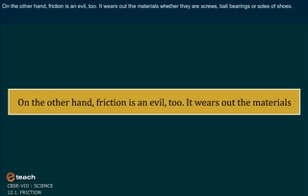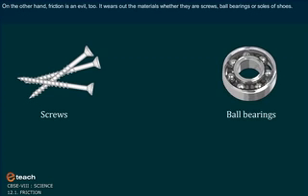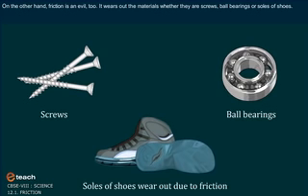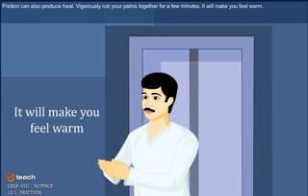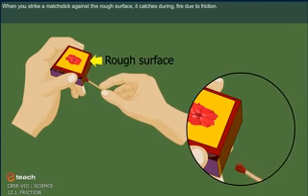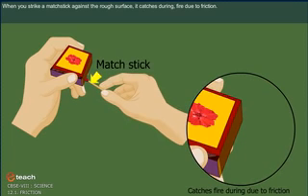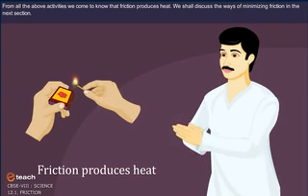On the other hand, friction is an evil too. It wears out the materials, whether they are screws, ball bearings, or soles of shoes. Friction can also produce heat. Vigorously rub your palms together for a few minutes. It will make you feel warm. When you strike a matchstick against the rough surface, it catches fire due to friction. From all the above activities, we come to know that friction produces heat. We shall discuss the ways of minimizing friction in the next section.